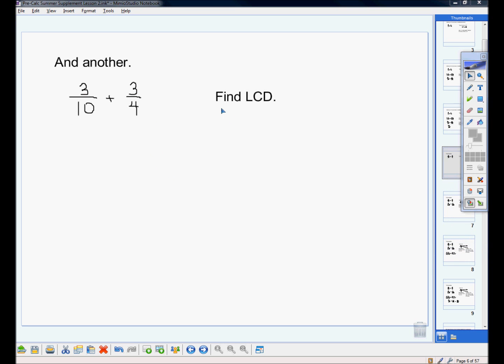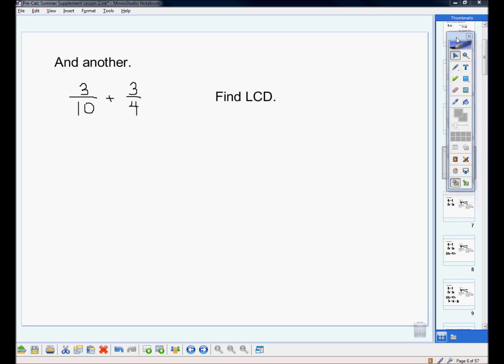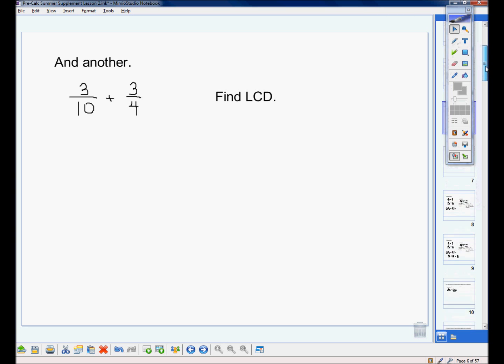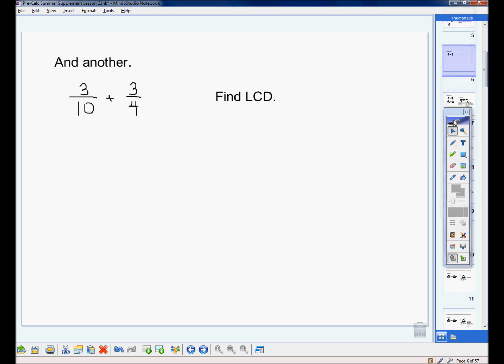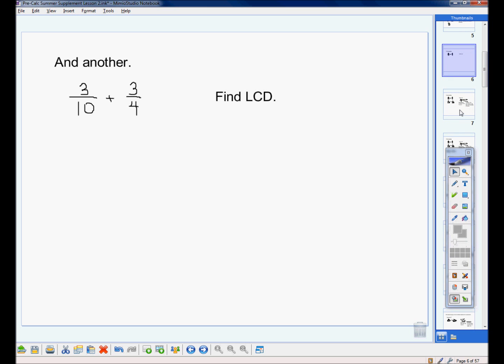Alright, let's take a look at another one. Once again, I know that this is review, but you've really got to be strong on adding regular fractions before we can even begin to talk about the algebraic rational expressions. So finding the least common denominator, I might be looking at it a slightly different way than the way that you looked at it before, but this is going to help you with our next concept.